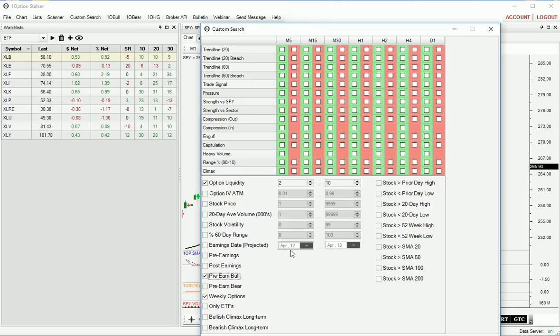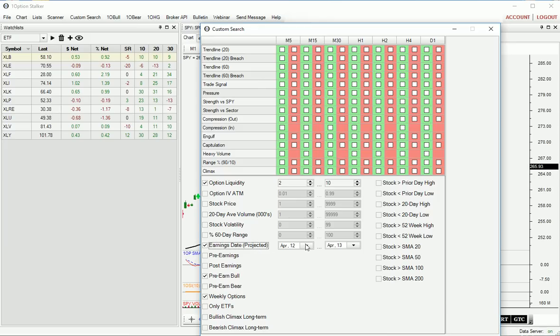Today is April 12th. I'm going to click this box right here because now I can actually search for stocks that are going to be announcing earnings within a specific time frame. So given that I want to sell an out of the money bullish put spread, I want that spread to expire before the company announces earnings. I do not want to hold this position over earnings.